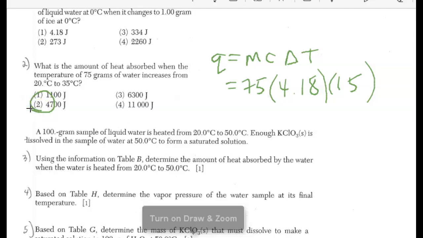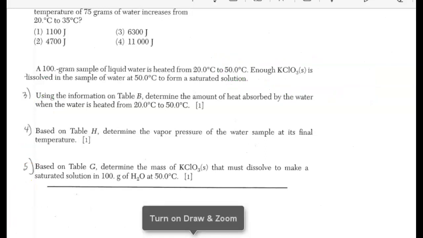All right, we're moving on down to this next group here. In this example, we have a 100-gram sample of liquid water heated from 20 to 50 degrees. There's enough potassium chlorate dissolved in the sample of water at 50 degrees Celsius to form a saturated solution. Notice they're guiding you here to some of the reference tables. This is not always the case, but if you're told where to go, you follow it. Let's check it out. Okay, question 3, we're using table B.